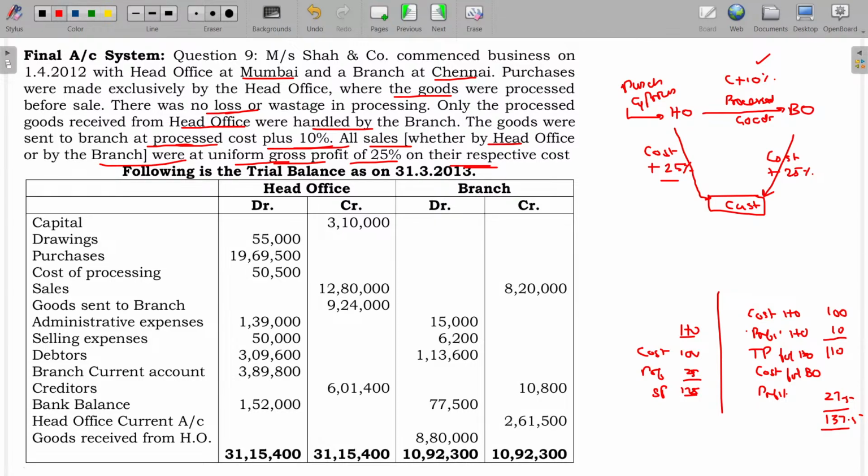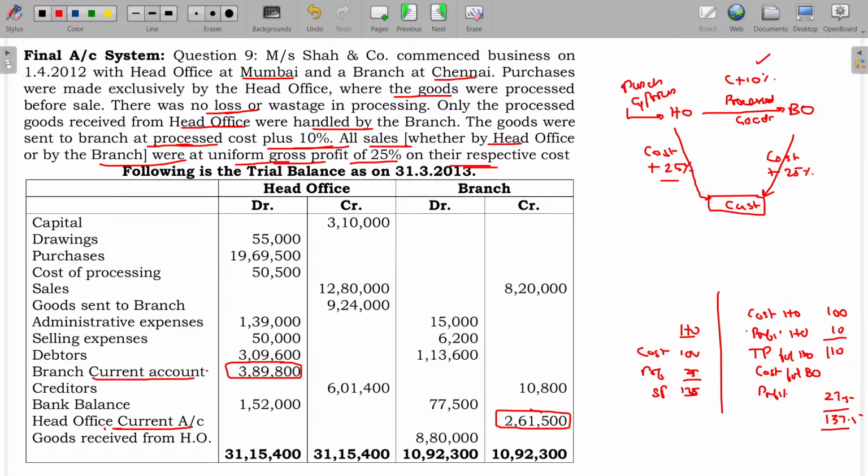And the following trial balances are given. In the case of branch, you have to understand the current account here. Head office current account, branch office current account. Under head office, you will have the branch office, meaning the amount recoverable from the branch office, which is 3,89,800. Under branch, the amount payable to the head office will appear as current account, the value being 2,61,500.